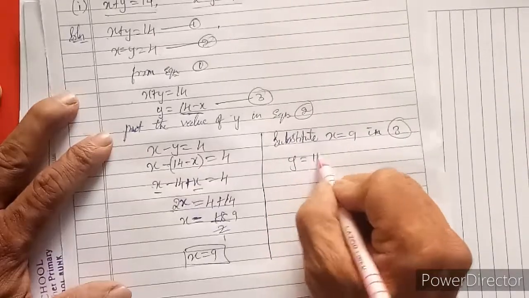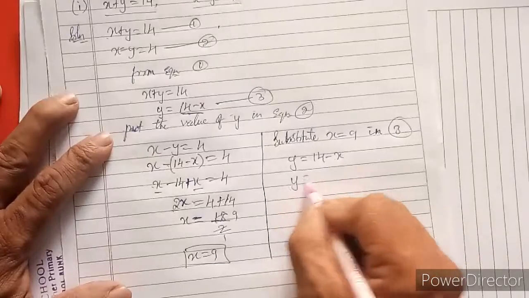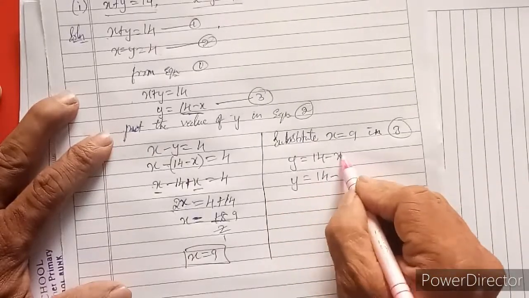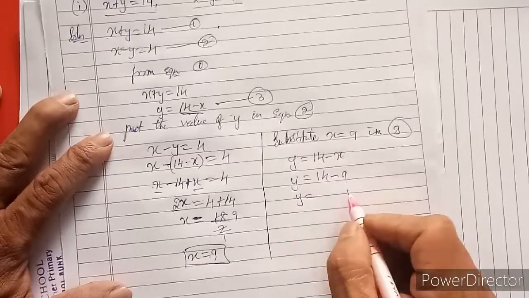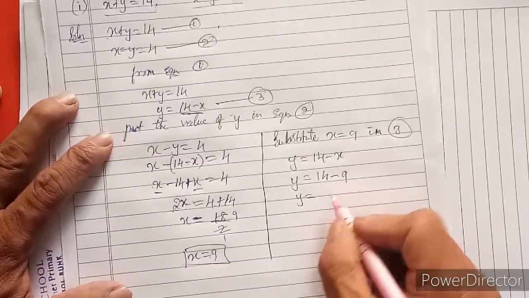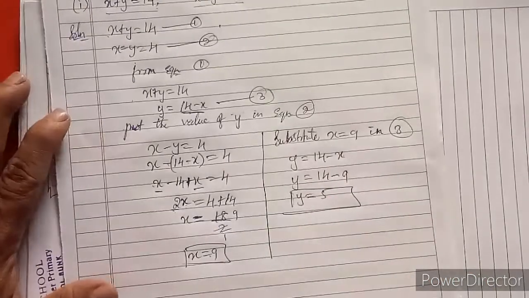Equation 3 is y is equal to 14 minus x, and the x value we got here is 9. So y is equal to 14 minus 9, how much is that? That is 5. This is the answer of the first sum. Did you understand?